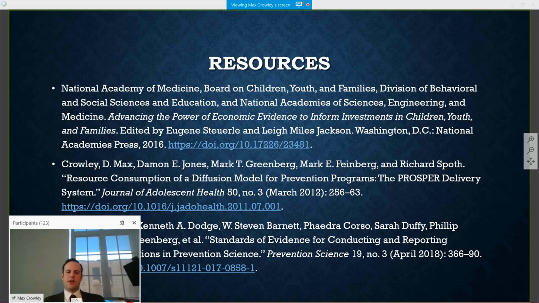In particular, I'll plug the standards of evidence down at the bottom here for conducting and reporting economic evaluations of prevention science, out now in Prevention Science, and available in an open access format. All right. My thanks to the task force and as well as NIH for funding much of this work. And I think we're right at time to start some questions.